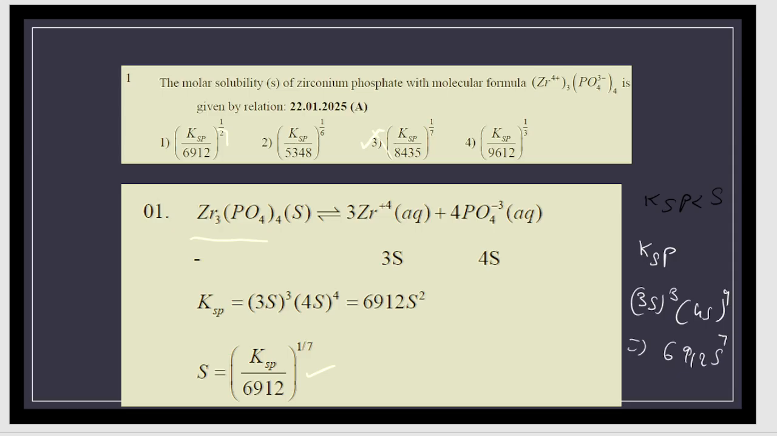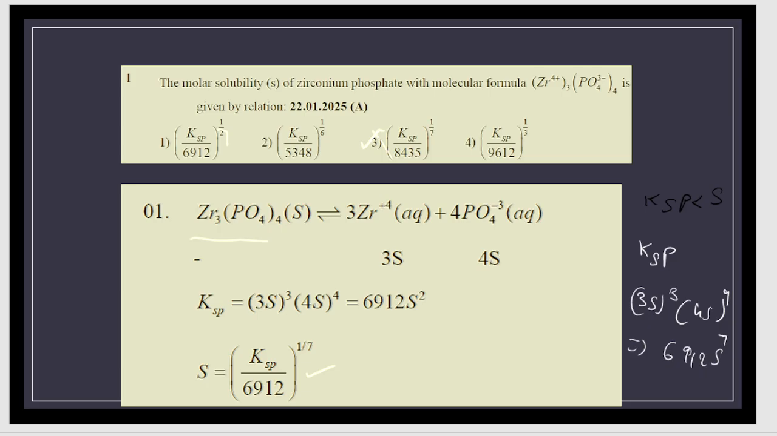The molar solubility S of zirconium phosphate, with the molecular formula Zr3(PO4)4, is given by the relation. So they are just asking about the Ksp and S relation here. For sparingly soluble salts, we need to know how they dissociate. Based on the dissociation, we can write the concentrations here. If S is the solubility of the sparingly soluble salt, 3S will be the concentration of zirconium. And as there are 4 phosphate ions, 4S will be the concentration of phosphate ion.